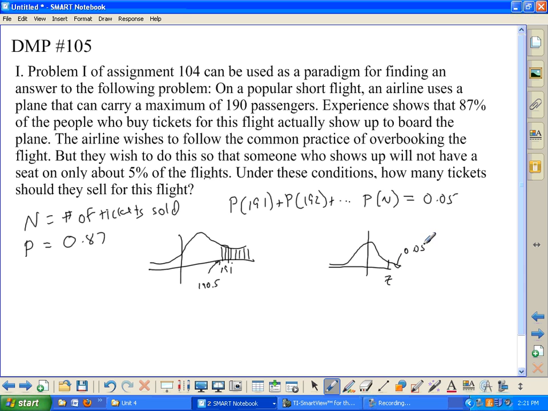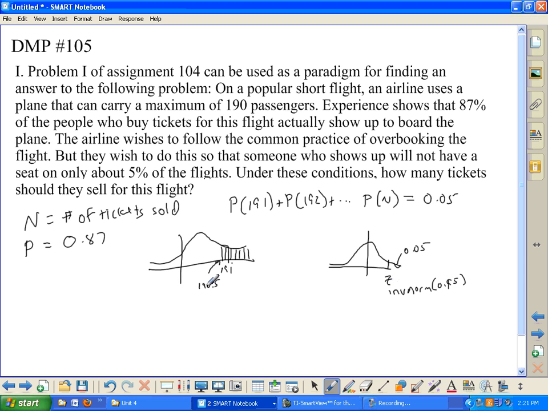So we can do this two different ways. We can look up on our table: if this is 5% over here, this area here would be 45%, so we can look up 0.45 in the body of the table and go in reverse and find this is about 1.645. Or we can use inverse norm, which needs the area underneath the curve here. If that's 5%, then that's 95%. So this z-value should be the inverse norm of 0.95 on my calculator. I'm going to do that in my calculator to get this z-value.